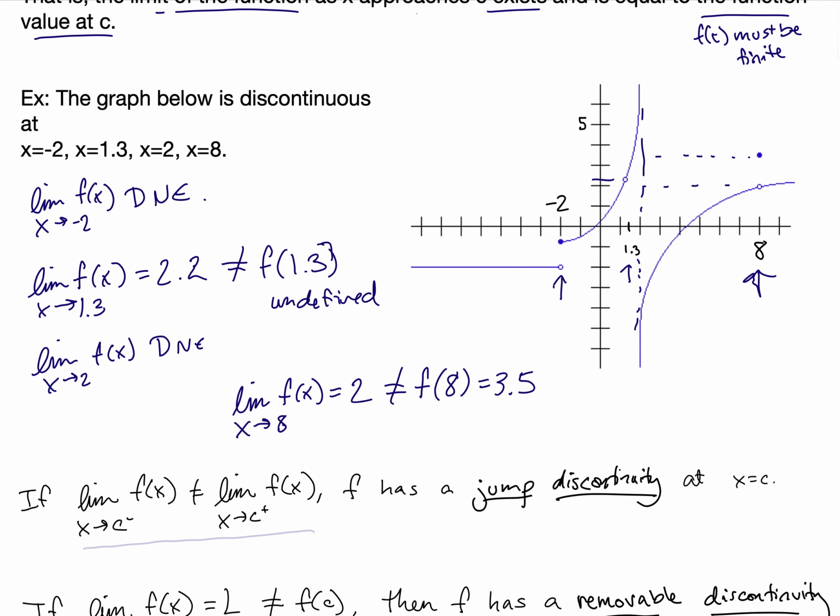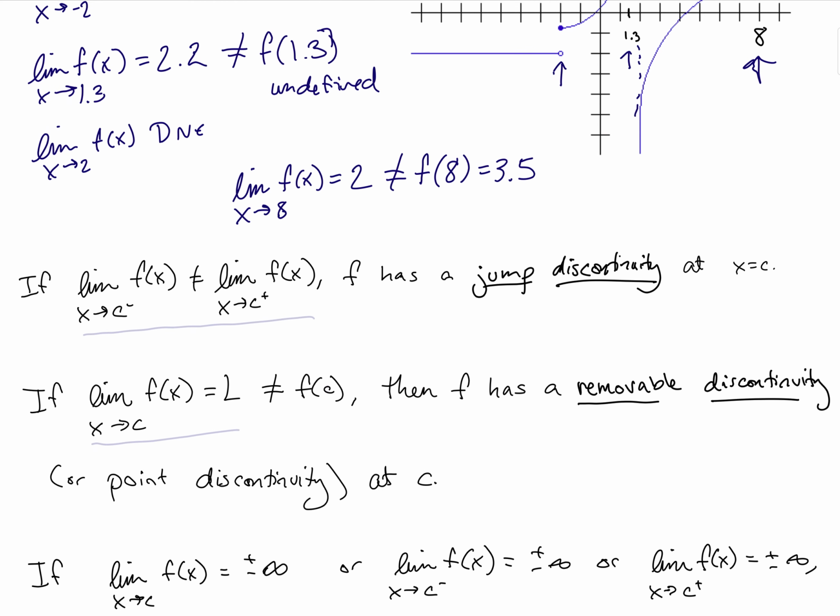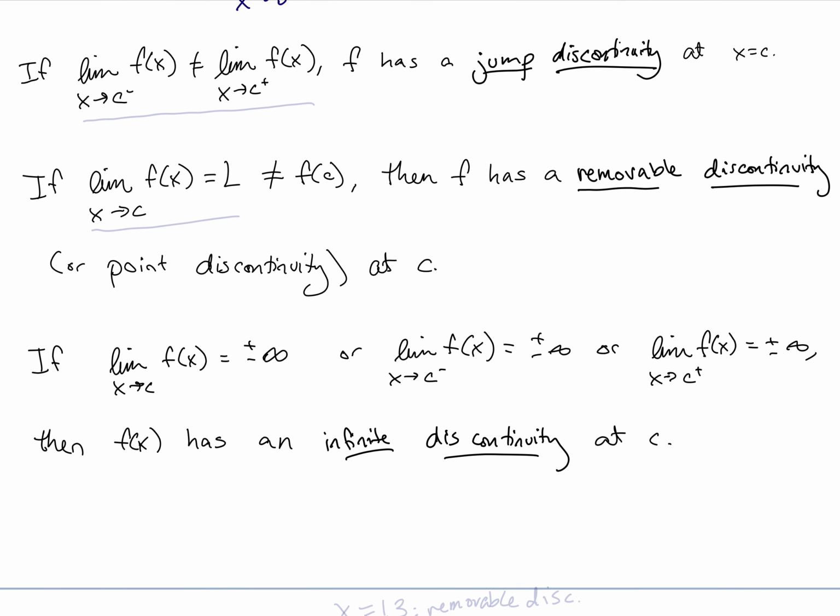So we saw a couple different types of discontinuity above. So here are the types that we'll run into most often. If the limit as x approaches c from the left is not equal to the limit as x approaches c from the right, then f has a jump discontinuity at x equals c. If the limit as x approaches c of f of x is equal to a value L, but that is not equal to the function value at the point, then f is said to have a removable discontinuity or a point discontinuity at x equals c.